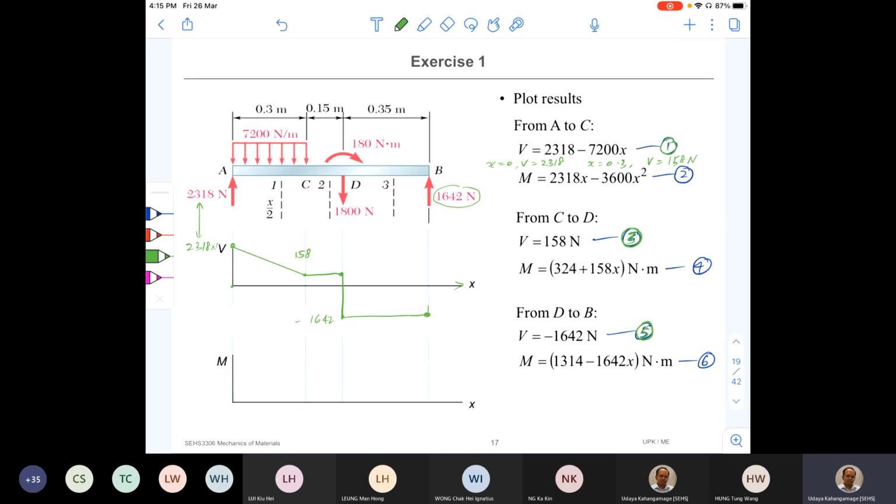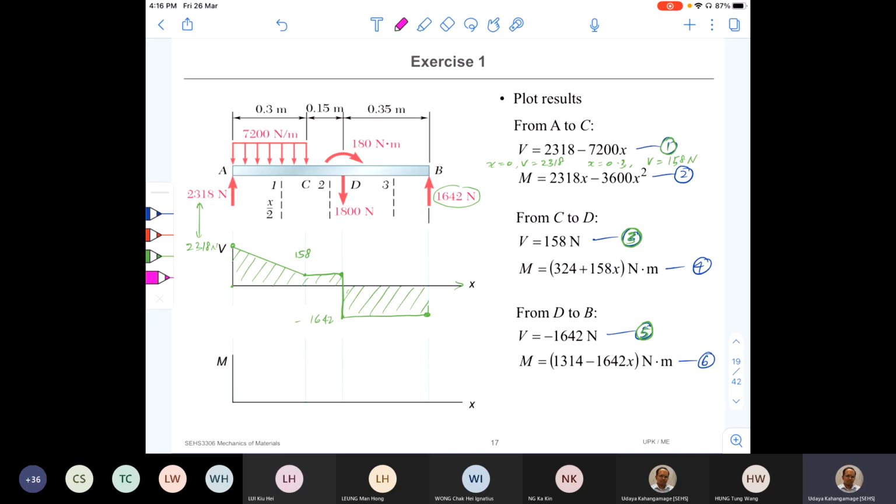Okay, now our shear force diagram is complete. The area under the curve is represented by these hash lines, the area marked with hash lines. Right, now let's develop the bending moment diagram.